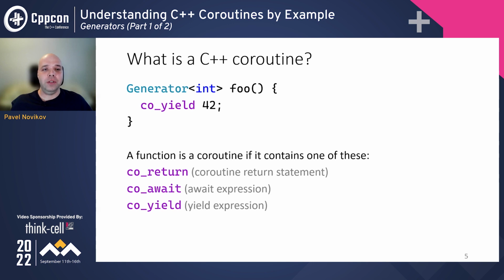A coroutine is a function where you have one of three keywords: co_return, which signifies the coroutine return statement, co_await, which corresponds to the await expression, and co_yield, which corresponds to the yield expression. So if one of these keywords appears in the body of the function, this function is a coroutine.